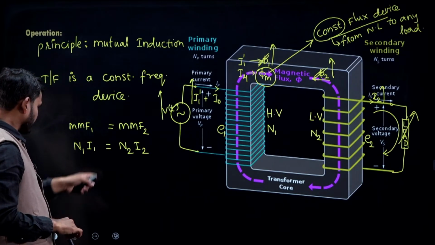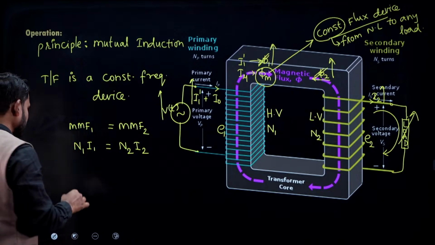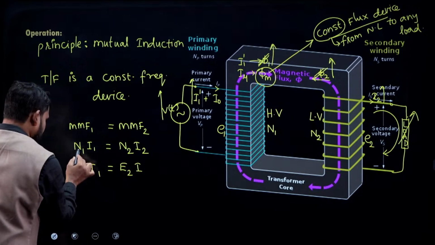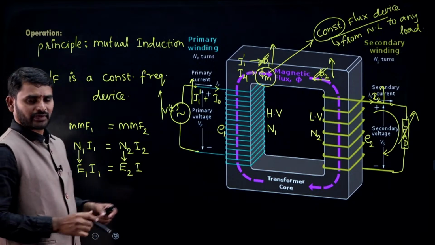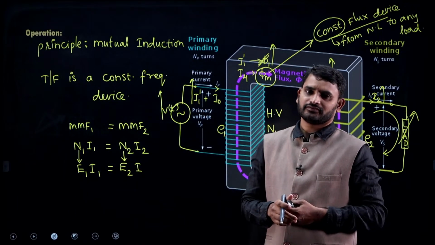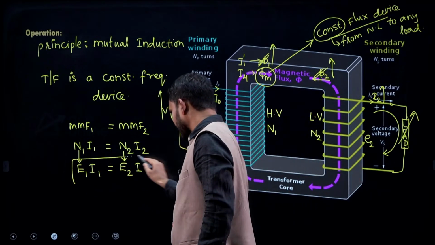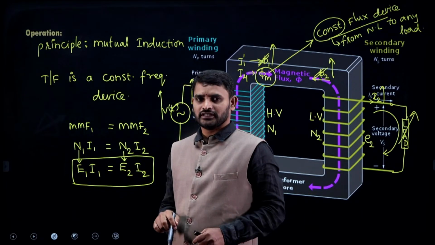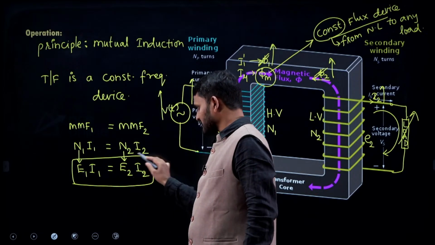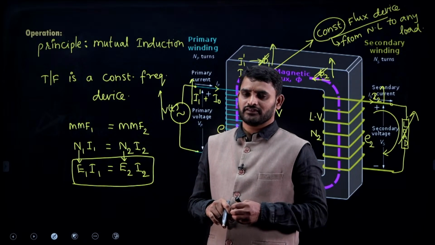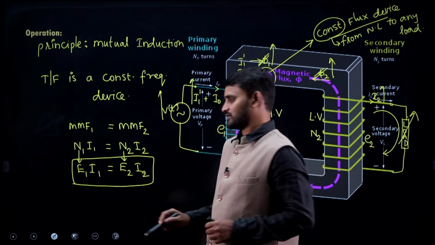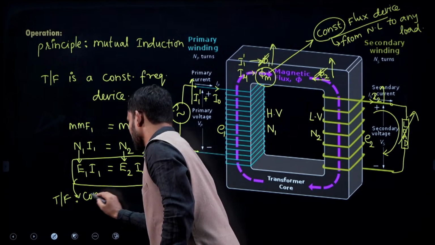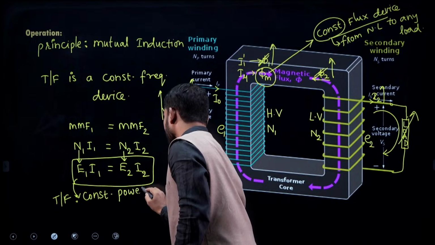Okay. So, I have got here N1 and N2. I can replace this as E1, I1, E2, I2. I am replacing N1 with E1 and N2 with E2, because I have got EMF per turn on both the sides as same. So, if you look at this equation, voltage into current is a power. The power received on the primary side and the power received on the secondary side is equal, which means transformer is a constant power device.